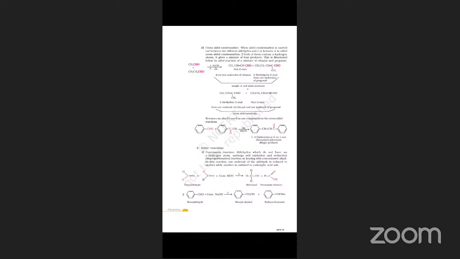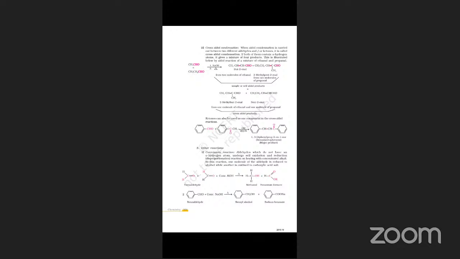After that, the other reaction is the Cannizzaro reaction. Cannizzaro reactions involve aldehydes which do not have an alpha hydrogen atom and undergo self-oxidation and reduction. Already we are aware of what self-oxidation and reduction reactions are. Those are called disproportionation reactions. On heating aldehydes with a concentrated alkali, we get one alcohol, and another is oxidized to a carboxylic acid salt.